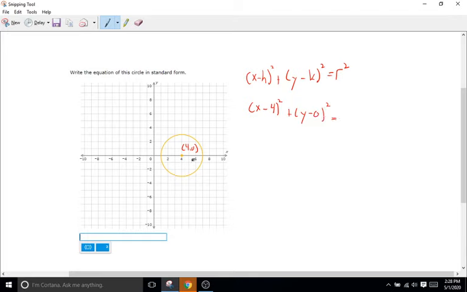Our radius, say from 4 to 7, is 3, so it's just 3 squared. And once we simplify that, we just have our x minus 4 all squared. We don't do anything with that. That's our standard form. Plus y minus 0 squared is just y squared equals 3 squared, or 3 times 3 is 9. And this is our equation of a circle.